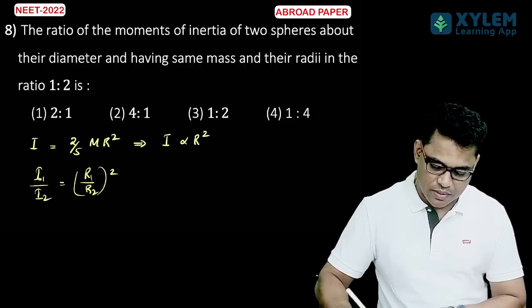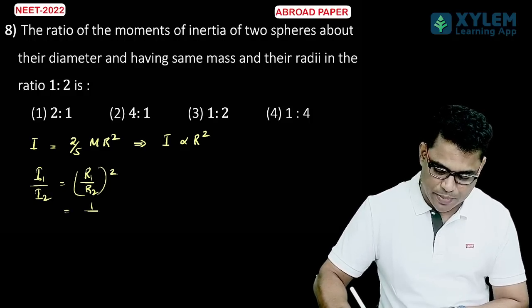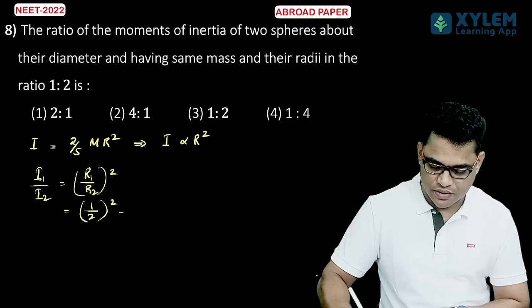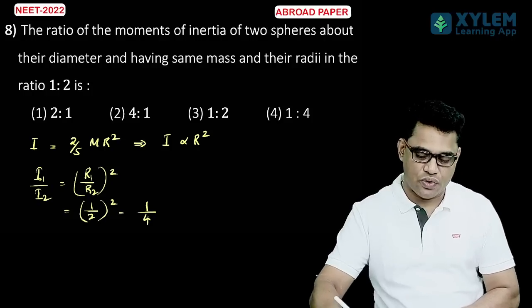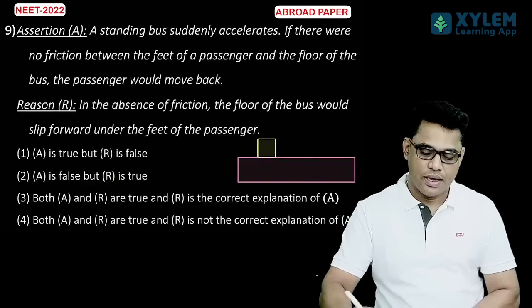What is R1 by R2? That is 1 divided by 2, square of that, which is 1 divided by 4. Therefore, the ratio is 1:4. Here is the answer, fourth one.